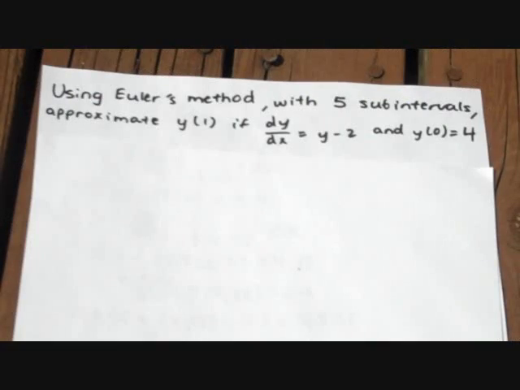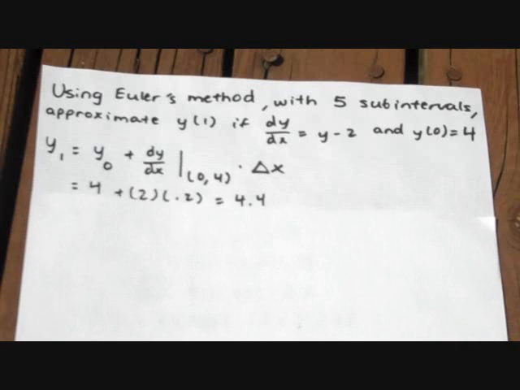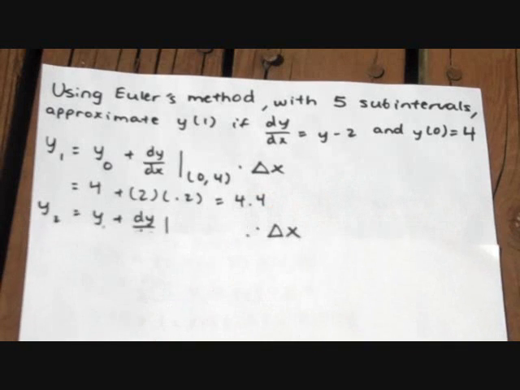Euler's method. I think it's pronounced Euler's method. Using Euler's method with 5 subintervals, approximate y of 1 if dy/dx equals y minus 2 and y of 0 equals 4. First, we find y sub 1: we add y sub 0, plug the point into dy/dx, and then multiply by the change in x. That comes out to 4.4.